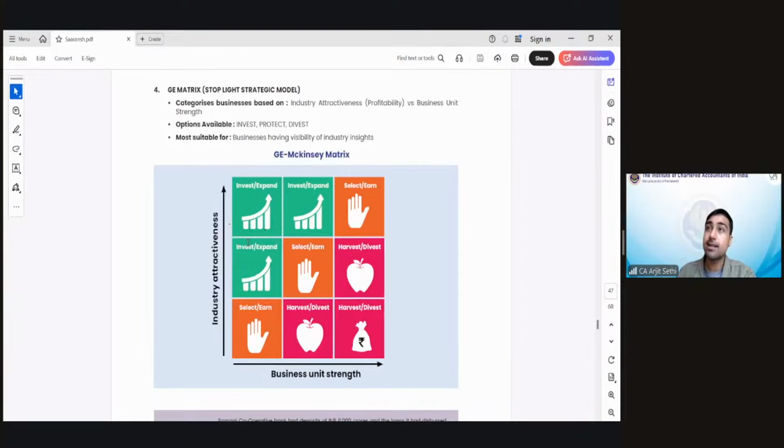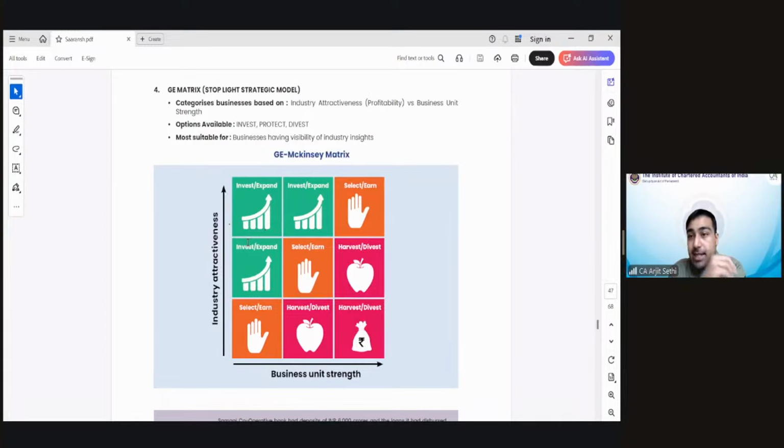Industry attractiveness is this: how easy it is to do business, how easy it is to get into business, how much money you make in that business, is it easy to exit from that business. All of this ease and making money makes an industry attractive.